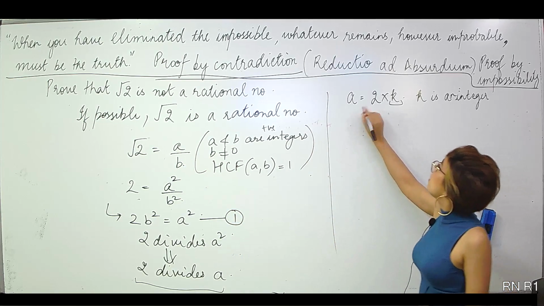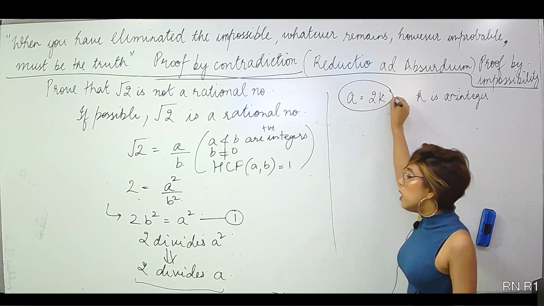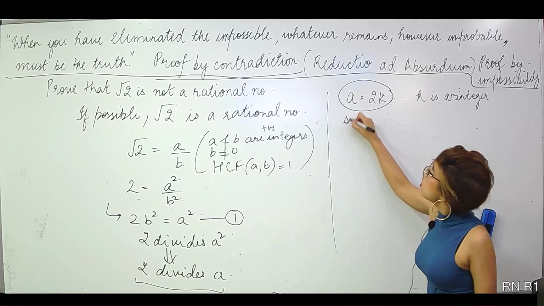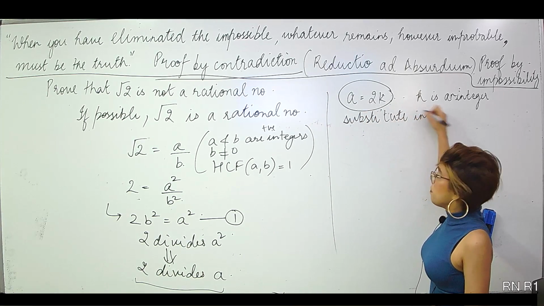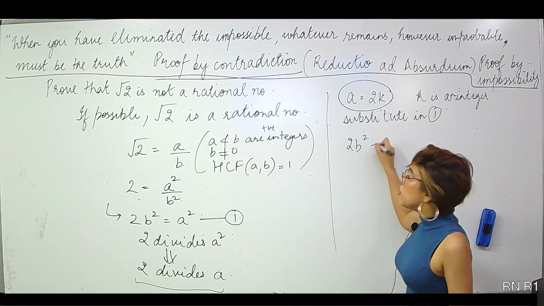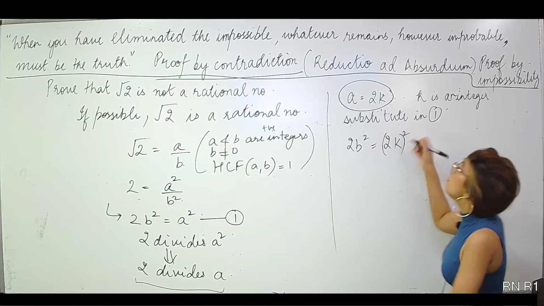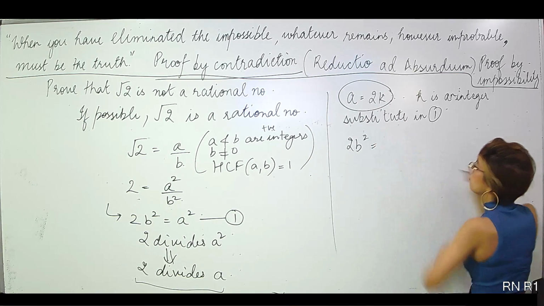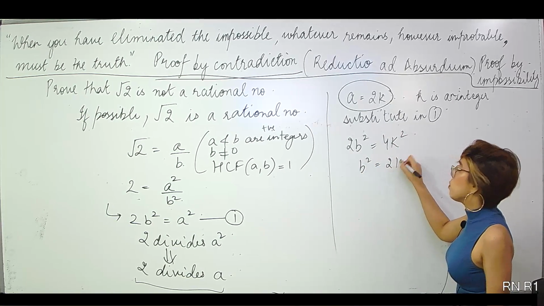Let's see. a is equal to 2k, I have arrived at here. What I can do is substitute this value in equation 1, which was 2b square is equal to a square. Instead of a, I'll write (2k) whole square, which is nothing but 4k square. Right, so b square turns out to be 2k square.